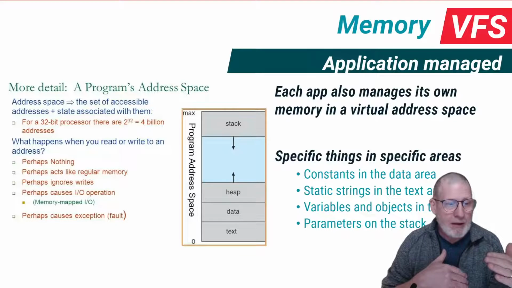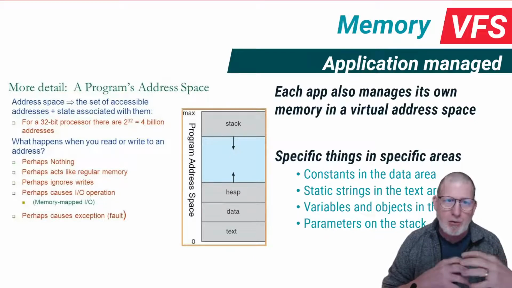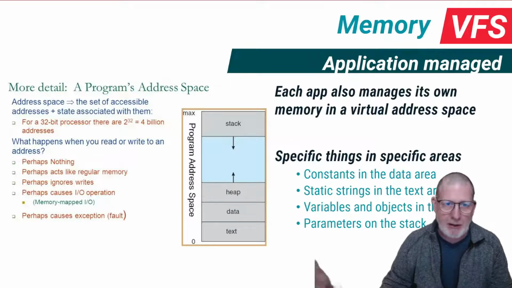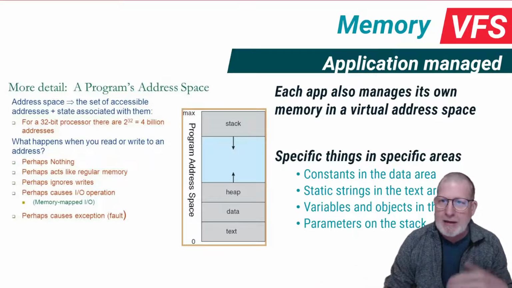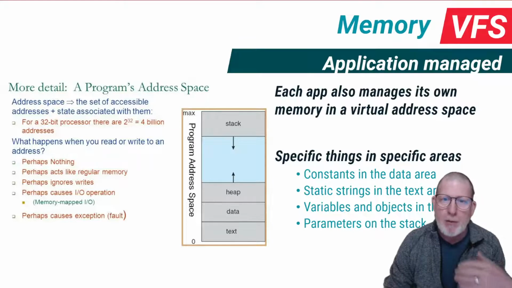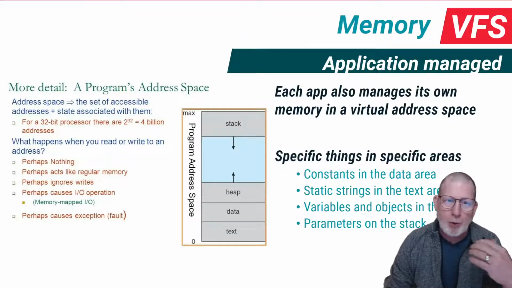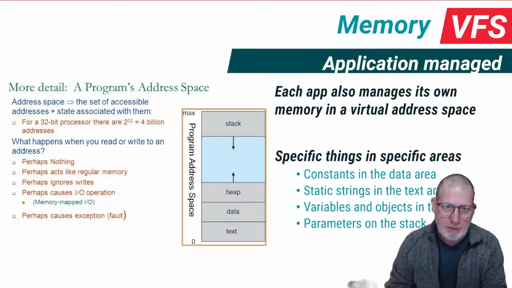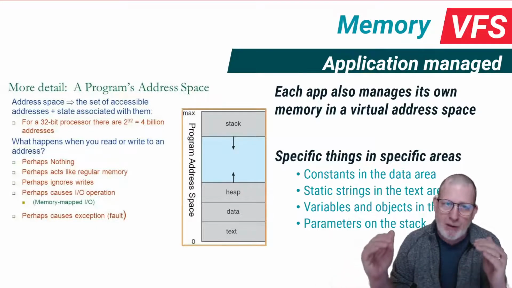So the heap is where we allocate variables in memory. When you're in your programming language and you declare a variable, whether you're using a strongly typed or a weakly typed language, the variables you declare get carved out of the heap. They grow up. As you make function calls or method calls, you take all the parameters you're going to call and you push them on the stack. And the stack grows from maximum memory down.